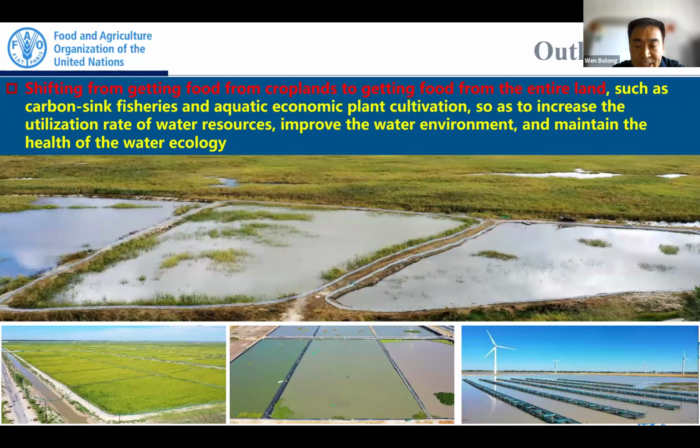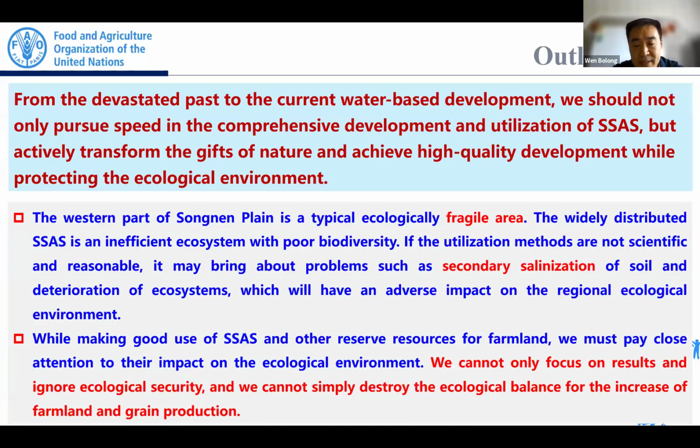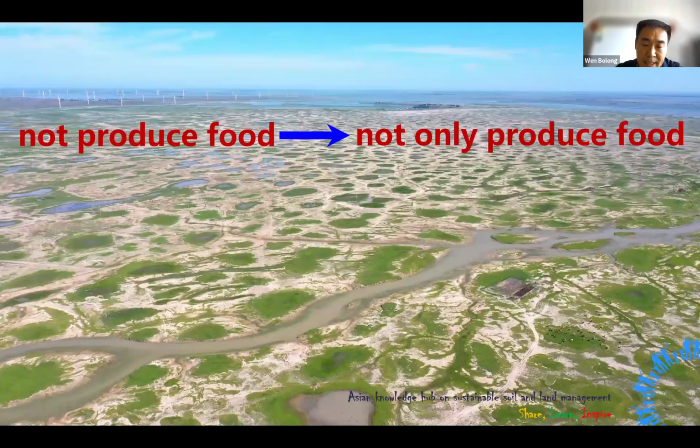We all should shift from getting food from the croplands only to getting food from the entire land. And I want to repeat here, although we have made achievements in food production, we can't pursue speed and damage the ecological environment. In a word, we should move from only producing food to not only producing food.